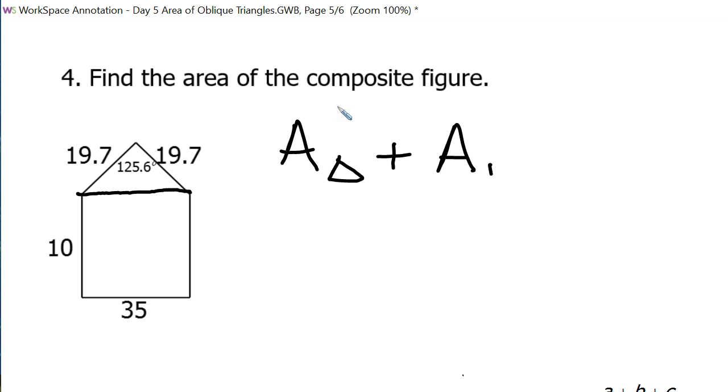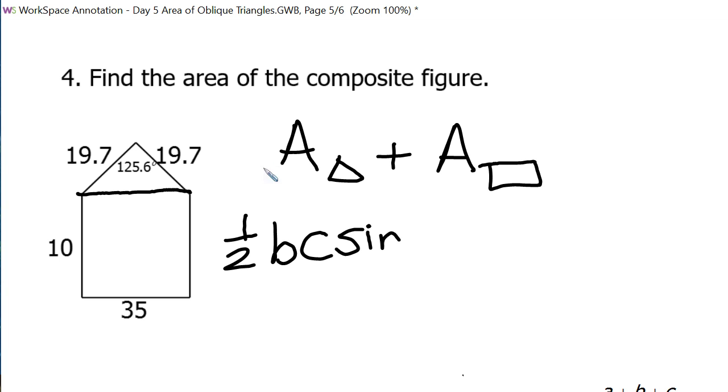Now for that triangle, I'm going to have to figure out which of those 3 formulas I am going to use. Looking at that triangle, how many sides do they give me? 2. So they give you 2 sides. You need to use the formula 1/2 B times C times the sine of angle A. And then we need to add to that the area of the rectangle. And how do we find the area of a rectangle? Length times width. So there's the formula version.